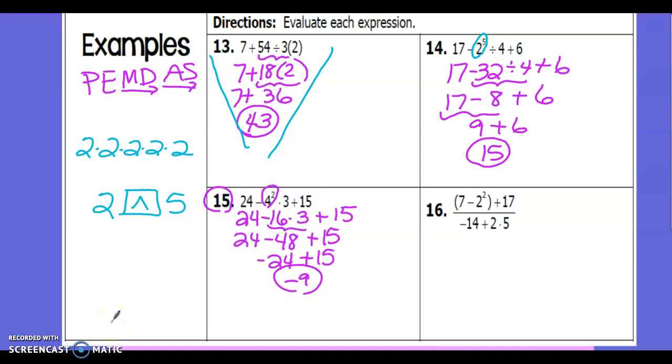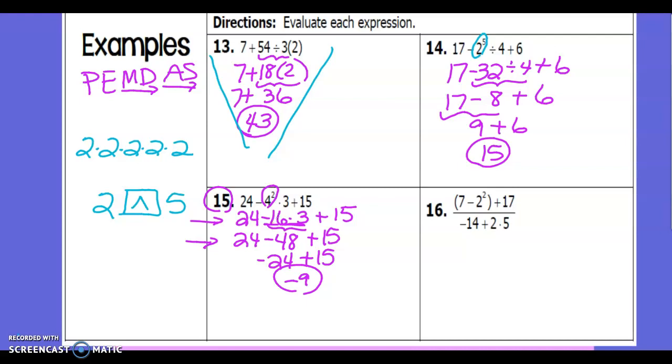Okay, so hopefully you did the exponent first of 4 squared and got 16. And then you took 24 minus 16 times 3 plus 15. In the next line, you should have taken the 16 times 3 and made it 48. And then you go left to right with your adding and subtracting. 24 minus 48 is negative 24, and then negative 24 plus 15 is negative 9.